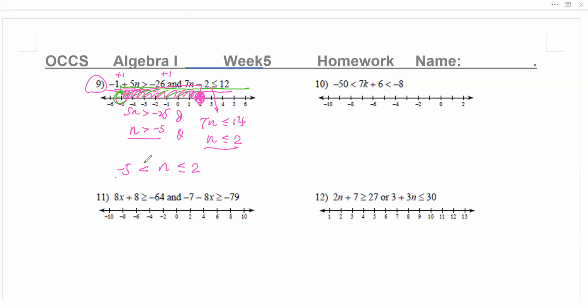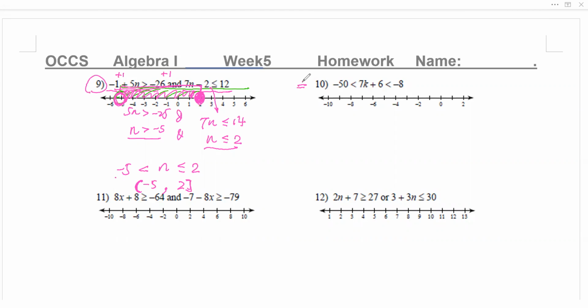If we write interval notation, we write it this way: negative 5, comma, 2, in between. Here it is equal, so we use the bracket. Here we use the left parenthesis. In graphing, you can see the circle at 2 is filled.